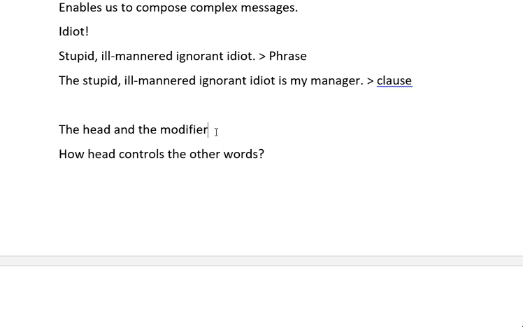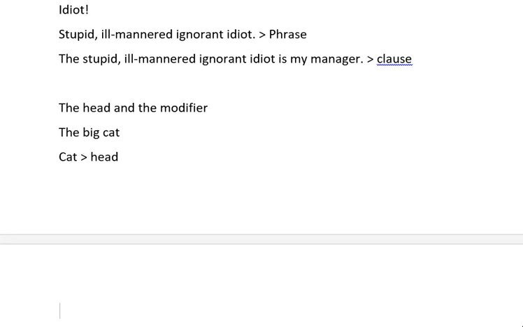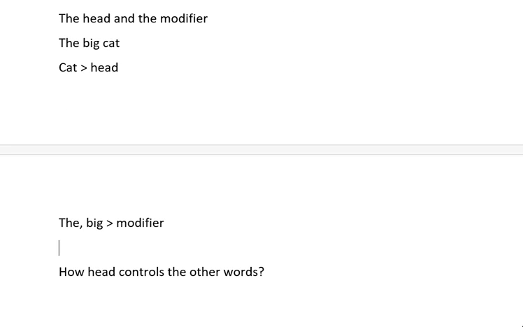Clear? So if you have, for example, the big cat. Clear? In this example, the word cat is the head. Clear? It is the head, and the and big, they are what? They are modifiers. Sorry, these two words are modifiers. Clear?